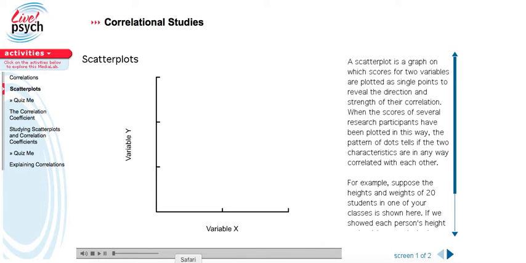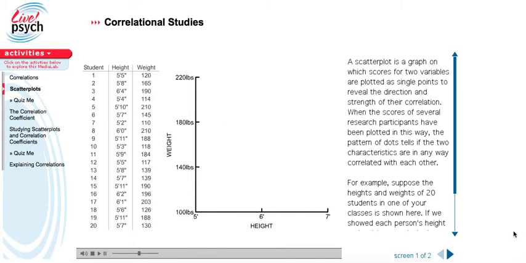A scatter plot is a graph on which scores for two variables are plotted as single points to reveal the direction and strength of their correlation. When the scores of several research participants have been plotted in this way, the pattern of dots tells if the two characteristics are in any way correlated with each other.